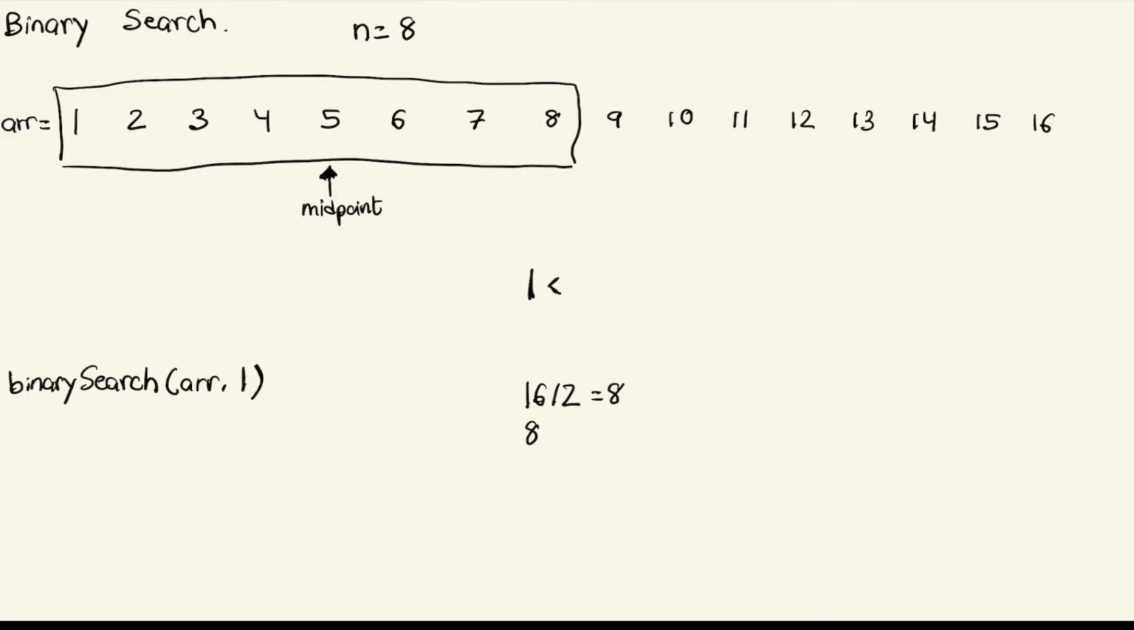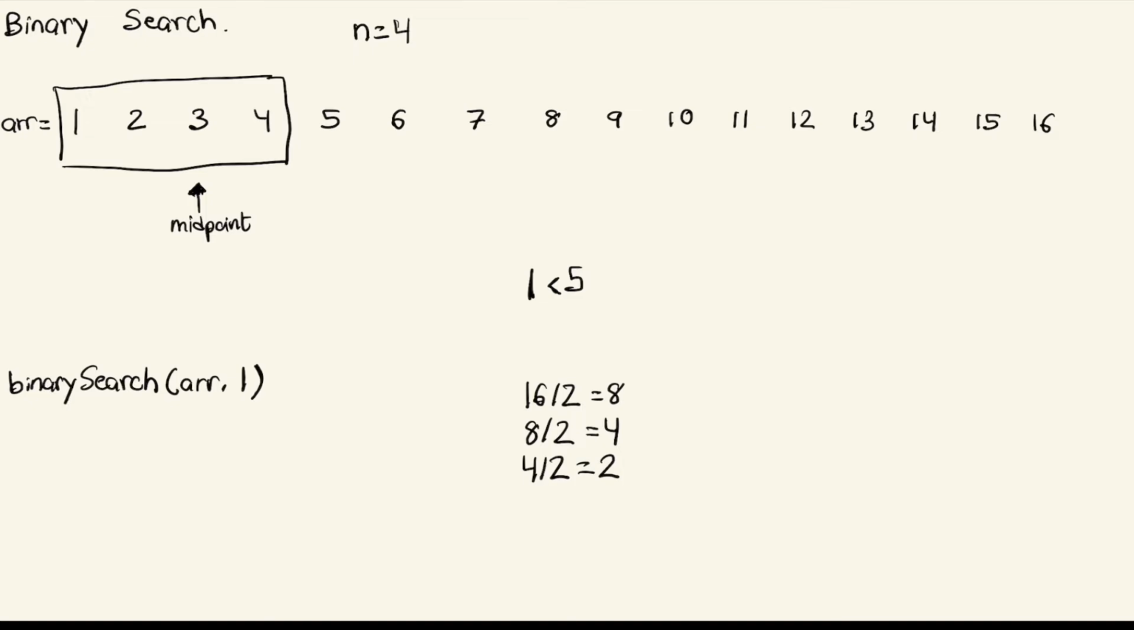Once again, we compare the number that we want to find, 1, with the midpoint, in this case 5, of the current array of size 8, which is represented by the box. And since 1 is lower than 5, we explore the left half of that array. So now the possible places where 1 can be located have been reduced by a half from 8 to 4.